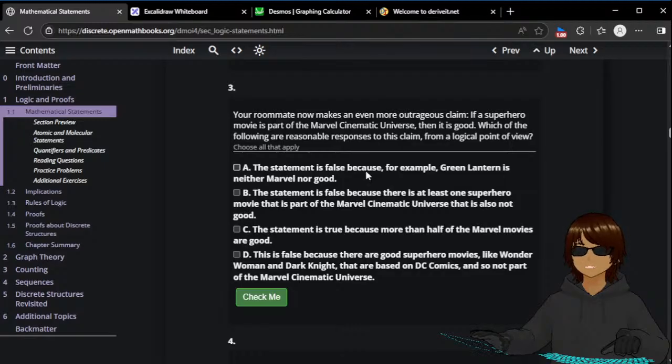Statement is false because, for example, Green Lantern is neither Marvel nor good. No, the claim is about the MCU, so we talk about Marvel only. Statement is false because there is at least one superhero movie that is part of the MCU that is also not good, so this makes sense. There are good superhero movies that are based on DC, so no, this statement is not a correct counter for this.